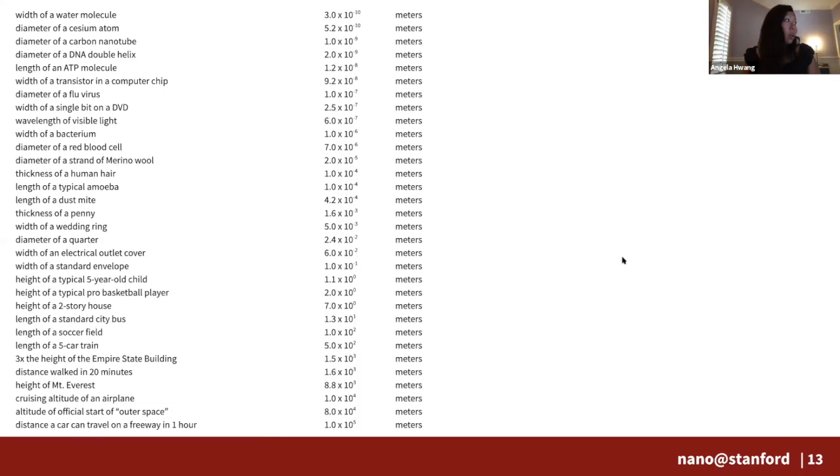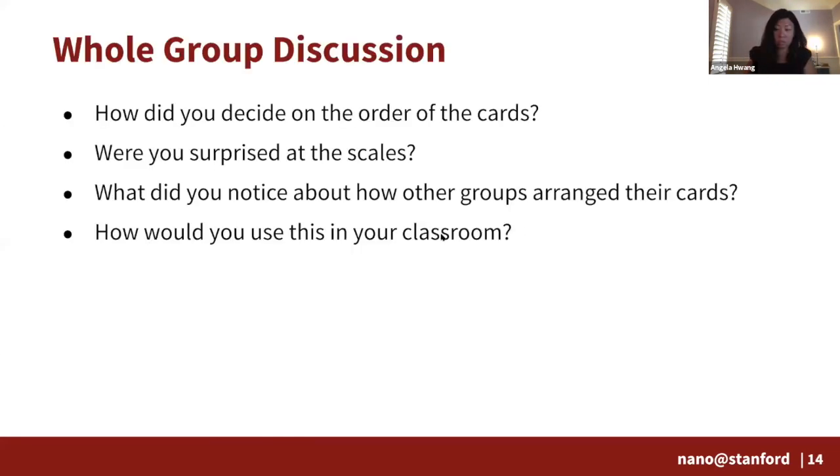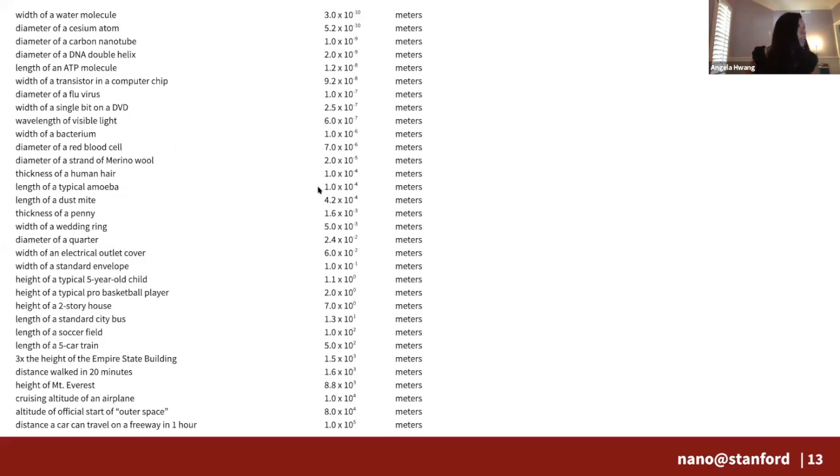Were there any things on the small scale, like a single bit on a DVD? What did you think that size was? It's about 2 to the -7 meters, so that's a few hundred micrometers. Or the length of an amoeba. The length of an amoeba is 10 to the negative fourth, right? Okay, all right. Any other questions or comments on this one?